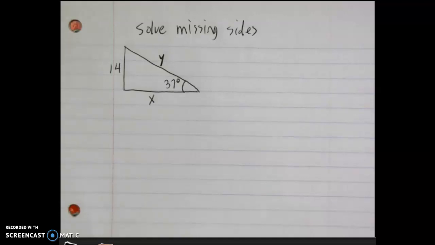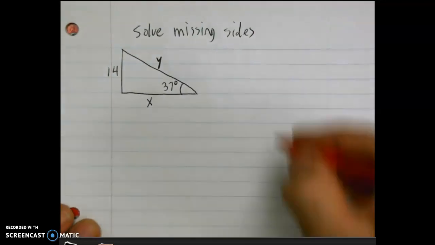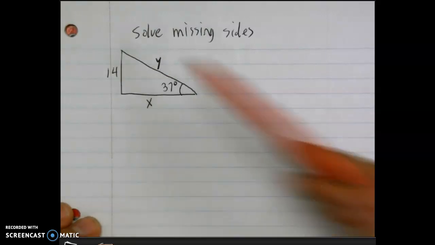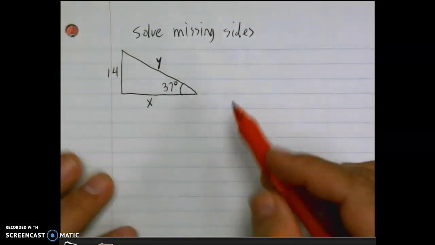Alright guys, I'm going to readdress some misconceptions about solving for missing sides. This has been easily the most challenging topic that we have discussed in our unit thus far, and I really want to focus on a couple things that I think will help you. So I have a single triangle. I'm looking for x and y. I have one angle and one known side.